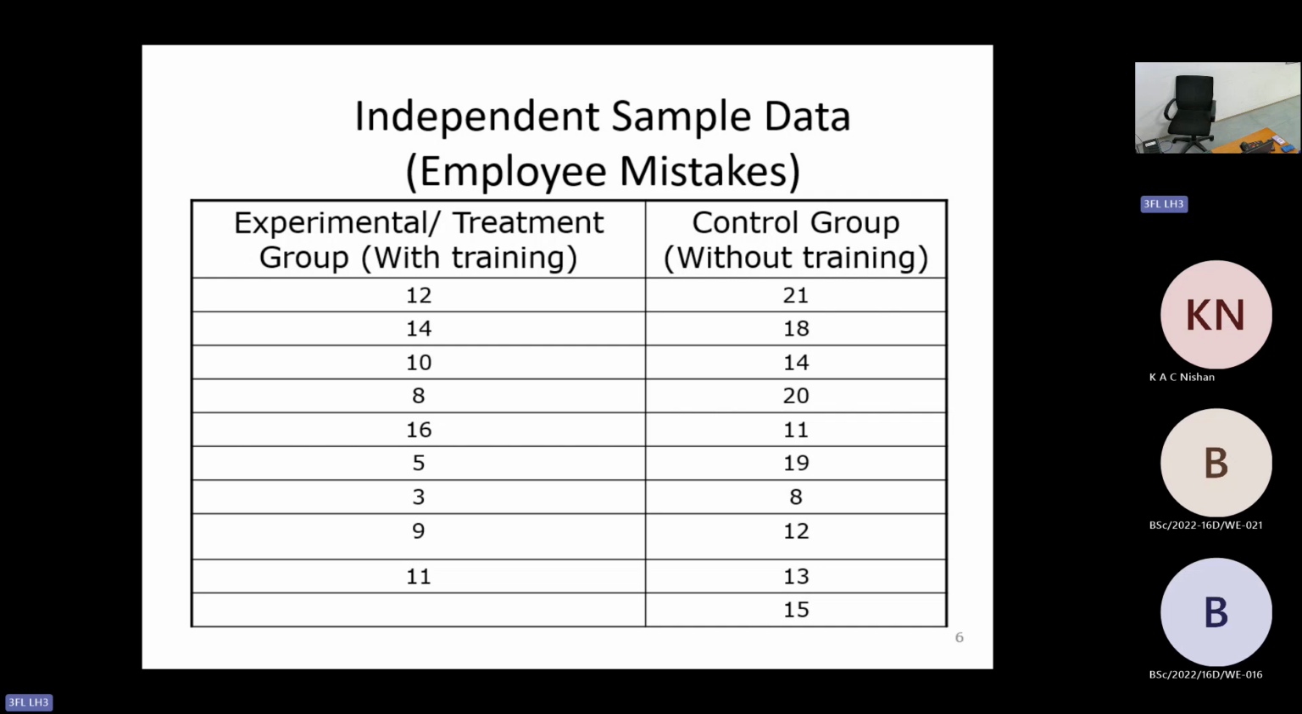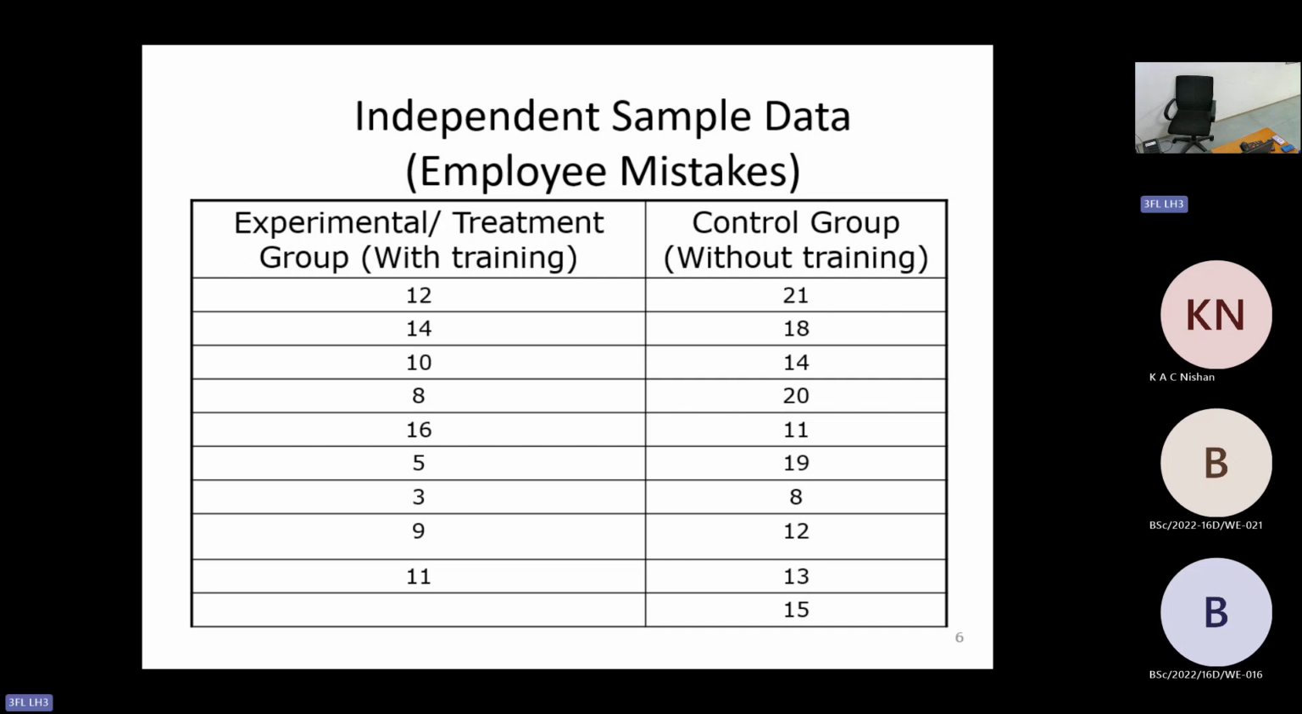Then the control group, who were not given the training, has committed mistakes too. There are 10 employees. The numbers don't have to be exactly equal, because we are going to compare the averages. You are going to be comparing the average number of mistakes, and that's what you're doing.